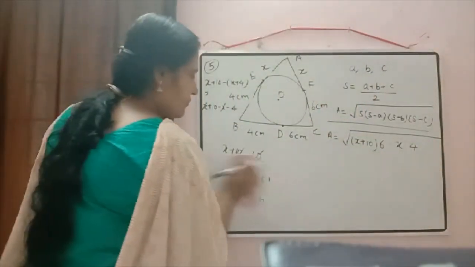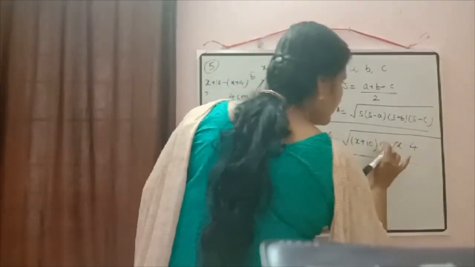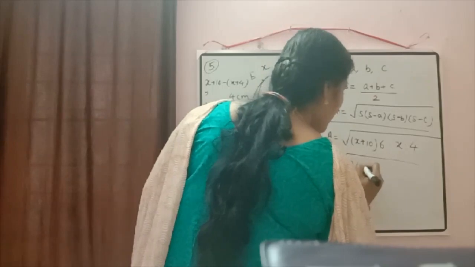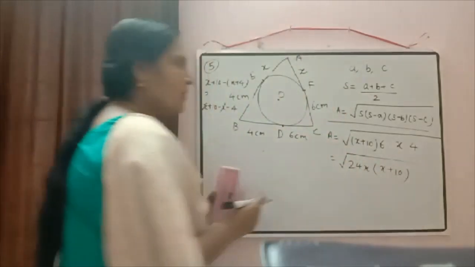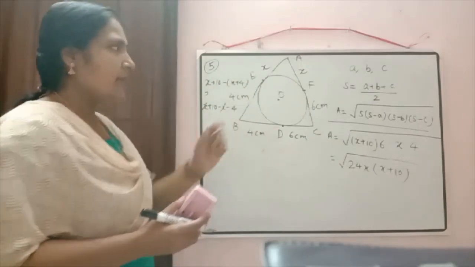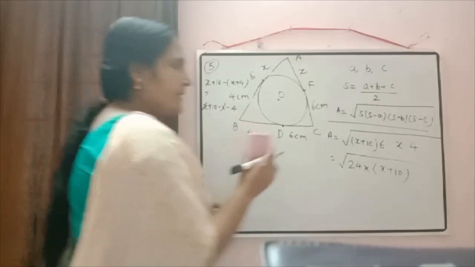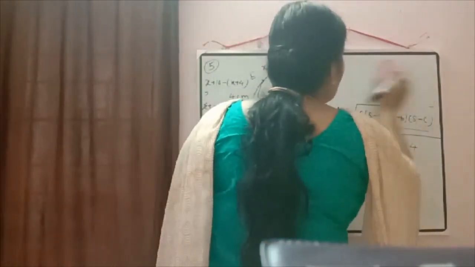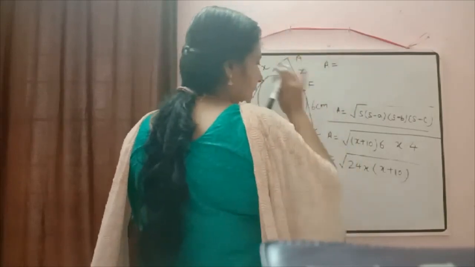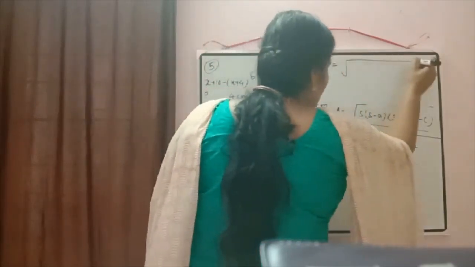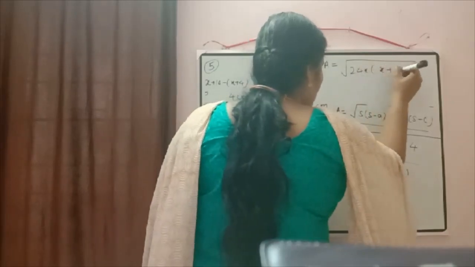So what we are getting here, area is equal to square root of 6 into 4 is 24, 24x into (x plus 10). We got the area of triangle ABC. So till here I think clear. I am writing the area here because some more calculations are there. So we got area of which triangle? Triangle ABC as square root of 24x into (x plus 10).